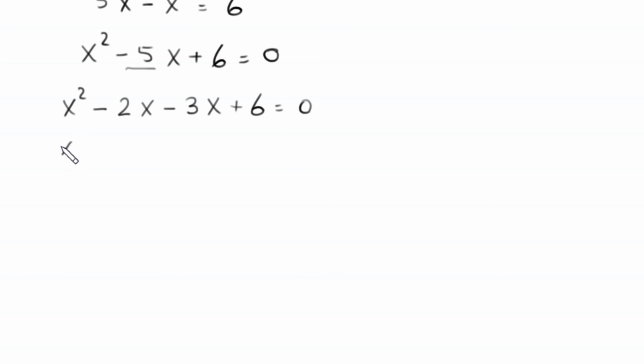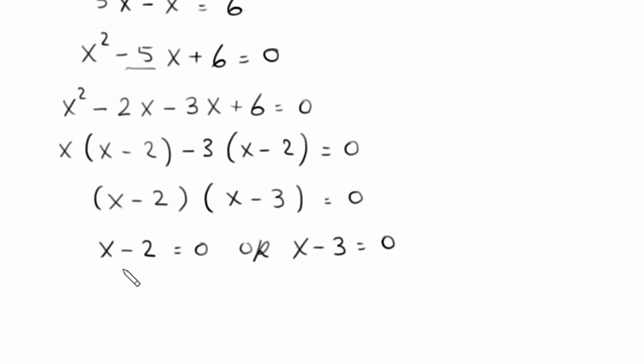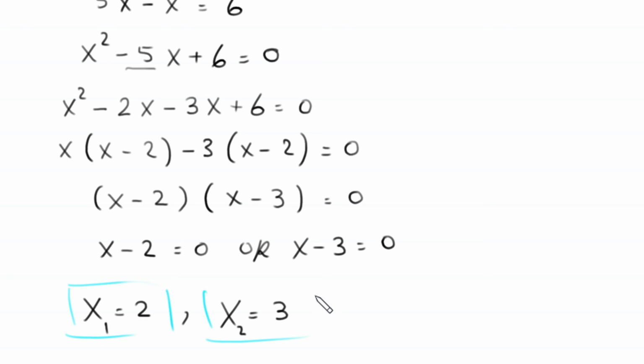From these two terms factor out x in bracket left x minus 2. From these two terms factor out negative 3 in bracket left x minus 2 equal to 0. X minus 2 is a common factor in bracket left x minus 3 equal to 0. Either x minus 2 is equal to 0 or x minus 3 equal to 0. From this equation we get the value of x equal to 2, and from this equation x will be equal to 3. So this is first and this is second. From this case we get two solutions, 2 and 3.